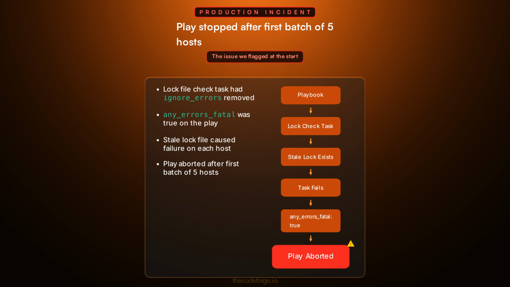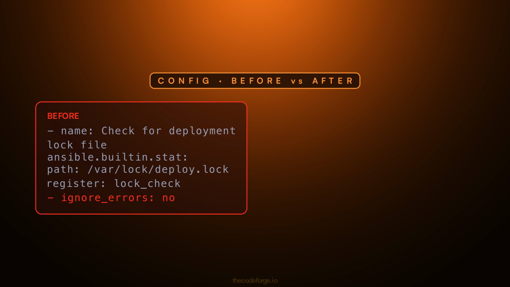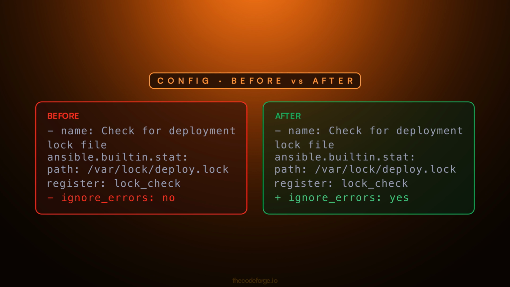This caused 30 minutes of downtime. A stale lock file caused failures on multiple hosts. The play aborted because ignore_errors was removed, and any_errors_fatal was true.